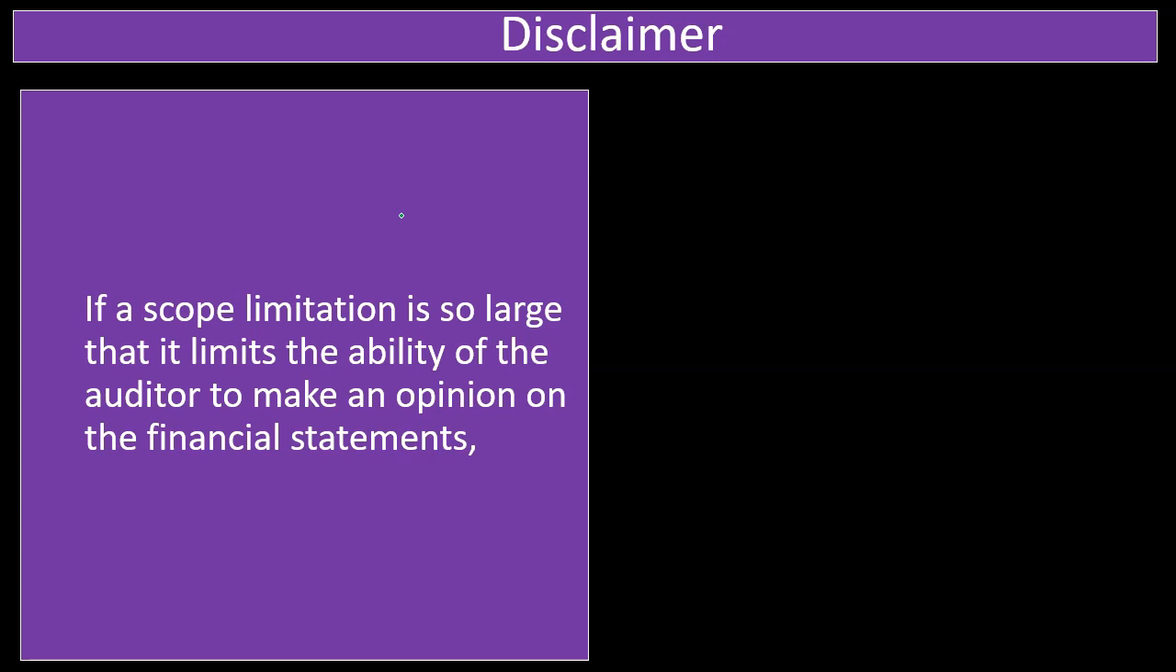And then there's a disclaimer. If a scope limitation is so large that it limits the ability of the auditor to form an opinion on the financial statements. And again, this might actually be more common, because it could be the case that we just can't conduct the audit for either legitimate reasons or not. It might be that the client is not giving us the information for whatever reason. Scope limitation means that we just can't get to the information. We can't get enough information on something in order to get an opinion on it.